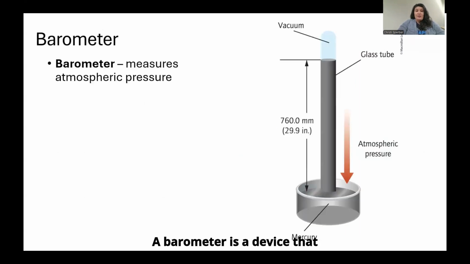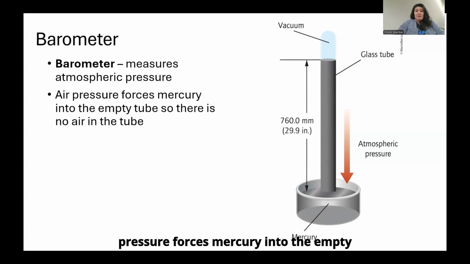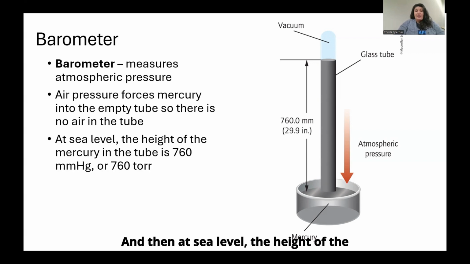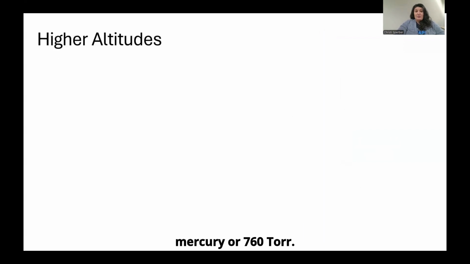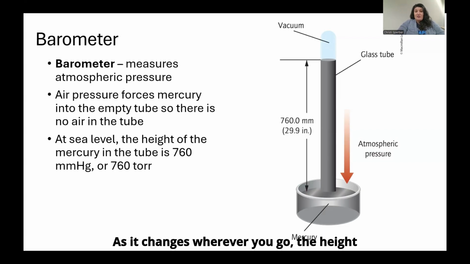A barometer is a device that measures atmospheric pressure. The air pressure forces mercury into the empty tube so that there's no air in the tube. At sea level, the height of the mercury in the tube is 760 millimeters of mercury, or 760 torr. As the pressure changes wherever you go, the height of the mercury changes, and that's how you can tell what the atmospheric pressure is, by reading how the level of mercury changes based on the pressure.